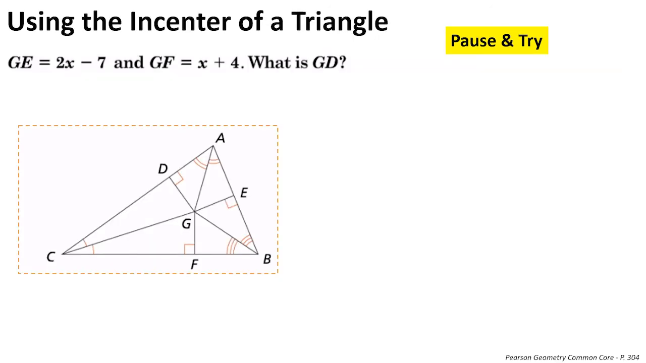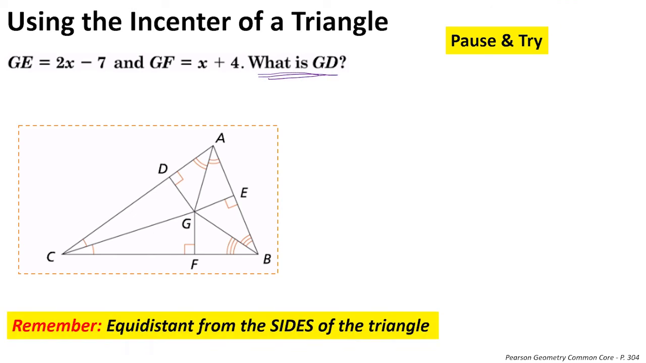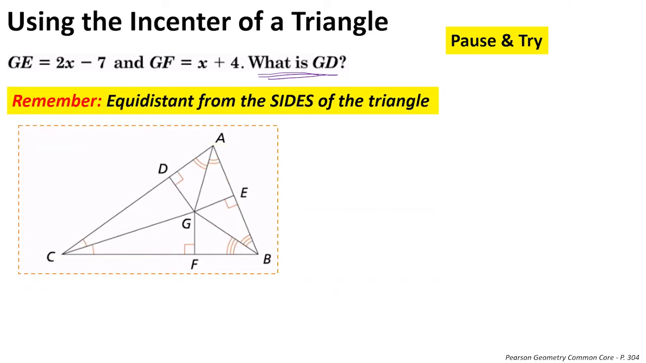All right, next I would like for you to try this problem on your own. G is the incenter. Okay, so we want to find GD. So go ahead and pause the video and find GD. Remember that the incenter is equidistant from the sides of the triangle. So use that information. So go ahead and pause and try.